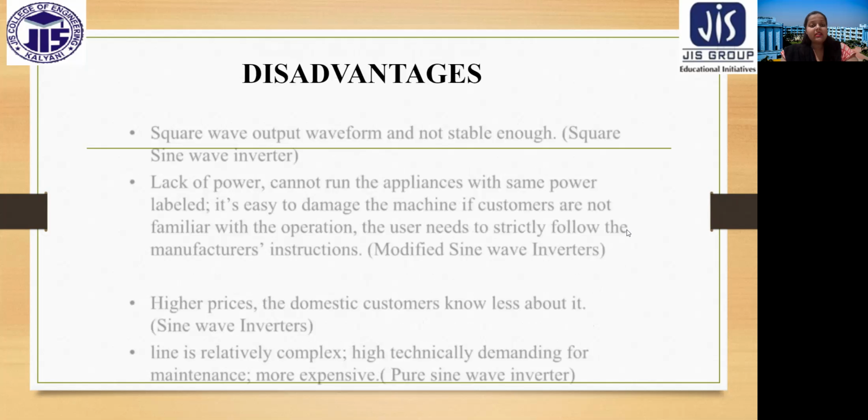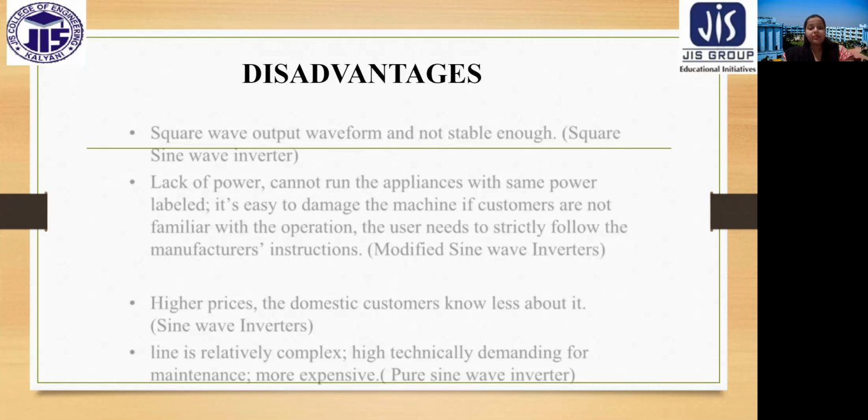Now, what are the disadvantages? Square wave output waveform is not stable enough. Lack of power, cannot run the appliance with the same power level. It's easy to damage the machine if customers are not familiar with the operation. The user needs to strictly follow the manufacturer's instructions.